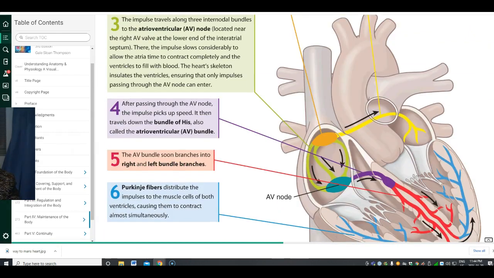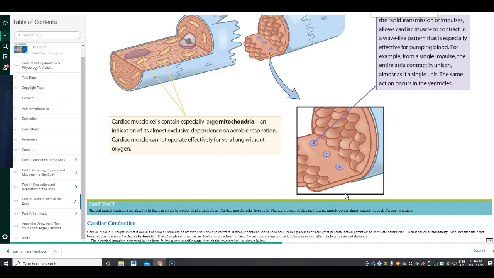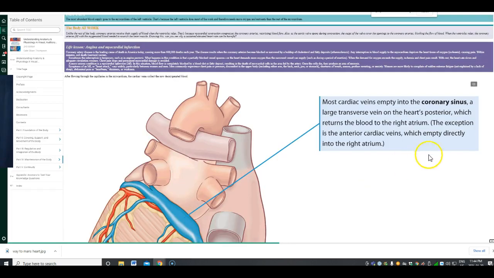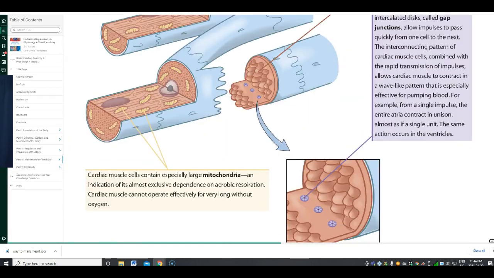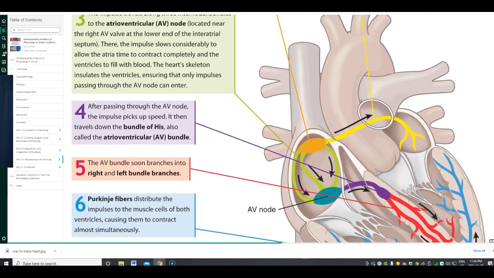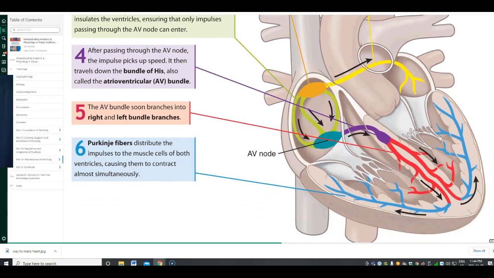Now, when we look at the conduction of the electrical signal going through the heart, trying to get that all on one page. I'll just move off the vessels.